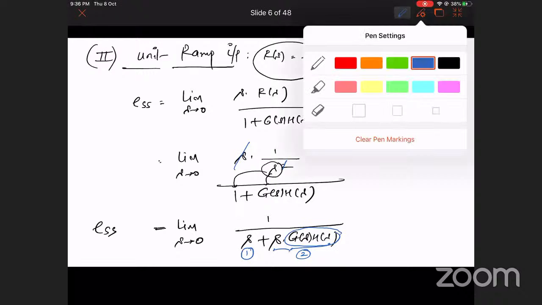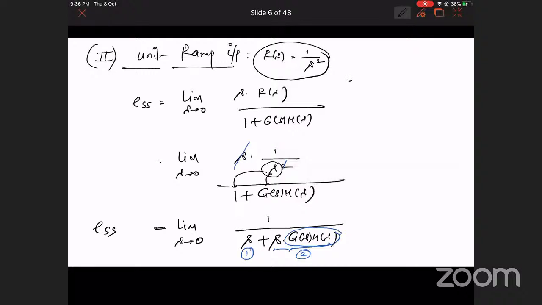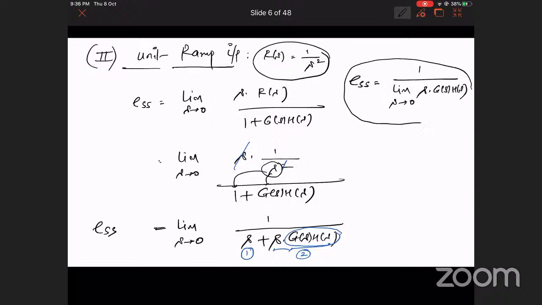So what is remaining? The remaining thing I'll write: ESS equal to 1 upon, this s will become 0, so it is as good as not there, limit s tends to 0, s into g of s, h of s. So this is the final formula you have: ESS equal to 1 upon limit s tends to 0, s into g of s, h of s. I hope you understood this, guys.